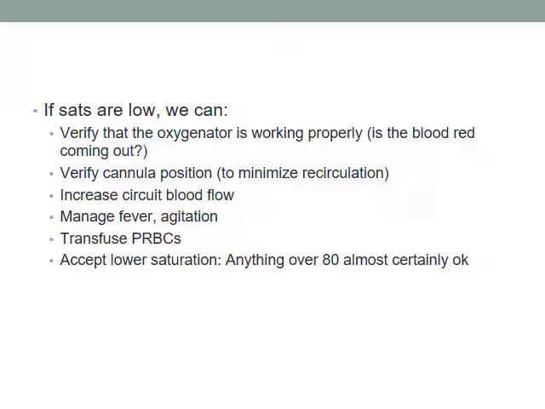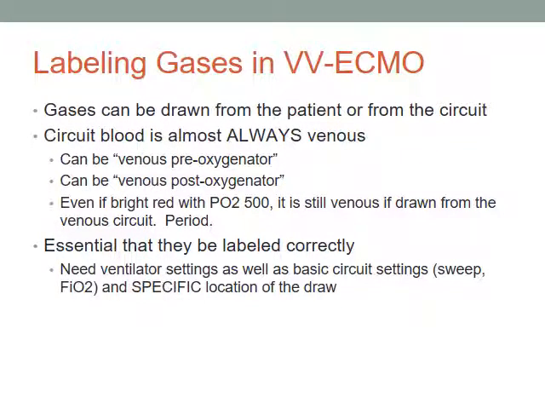As I said, labeling gases on ECMO, you can draw from the patient or the circuit. Circuit blood is almost always going to be venous. Venous pre-oxygenator, venous post-oxygenator, and even if it's bright red under pressure, PO2 of 500, it's venous if you drew it from the venous line, period. And it's essential that it's labeled accurately. So you come back later and try to figure out what happened to that patient, and if you've got gases that are mislabeled, it can lead to important confusions.